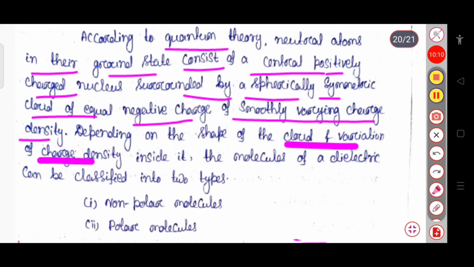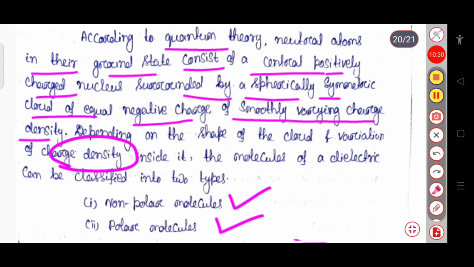So depending on the shape of the cloud and the variation of the charge density inside it, the molecules of the dielectric can be classified into two types. The first is the non-polar molecule and the second is the polar molecule. Just remember that this classification is based on the variation of the charge density and the shape of the cloud. Cloud means the cloud of electrons.